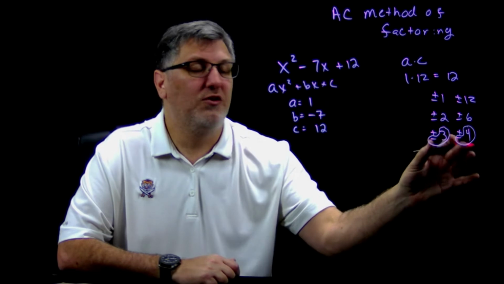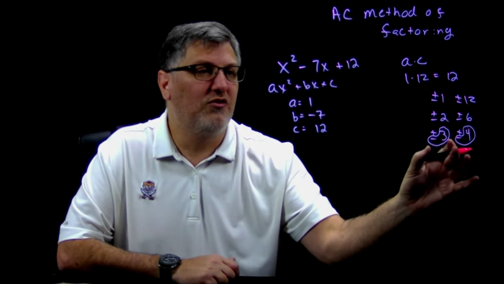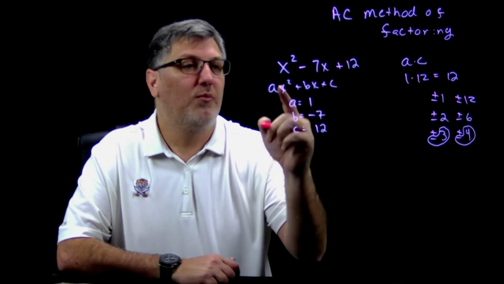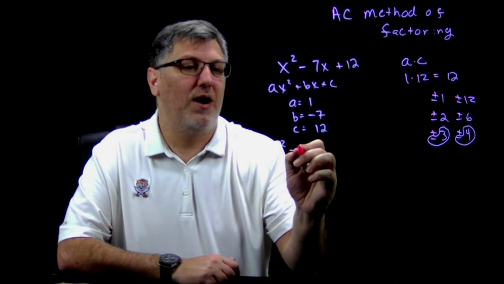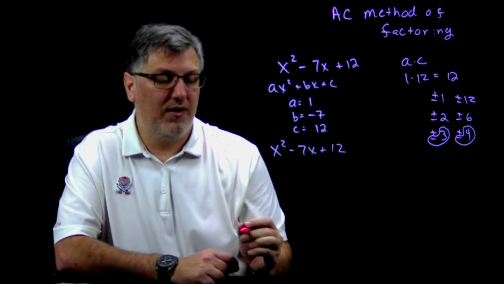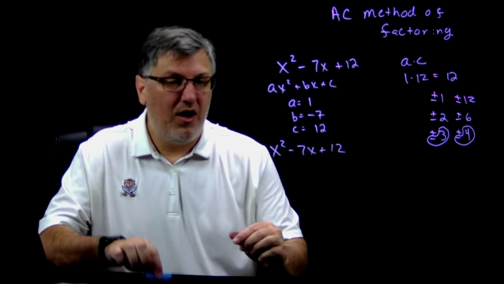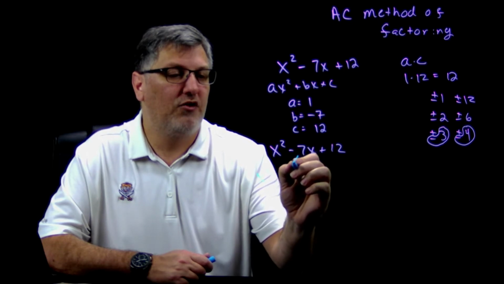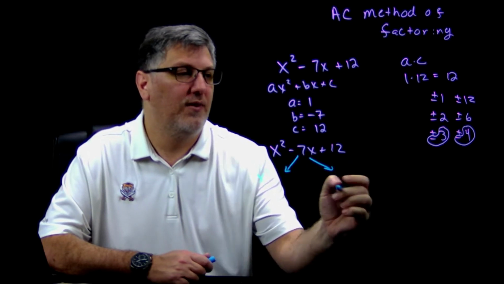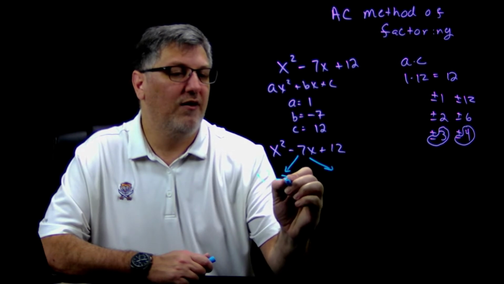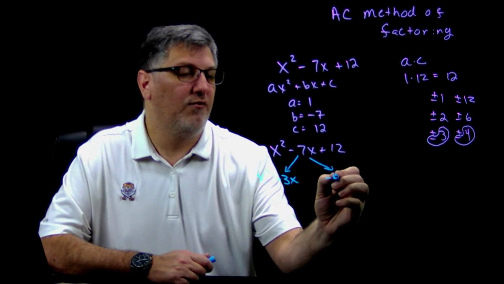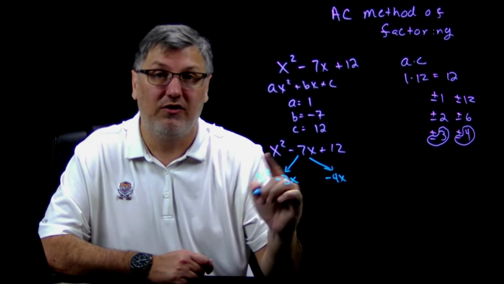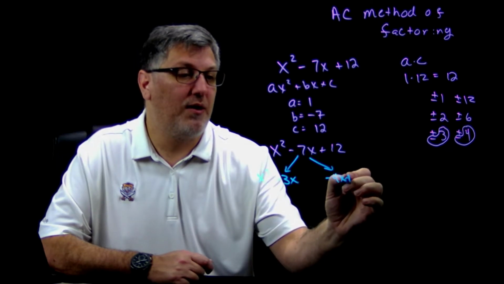So now what do I do with these numbers? What I'm going to do with these numbers is insert them into this equation in a special way so that we can then factor by grouping. So I'm going to rewrite this. I have x squared minus 7x plus 12. And here's what we're going to do. I am going to split this 7x up. So I'm going to have my x squared, and I'm going to split this negative 7x up into these two terms: negative 3x, negative 4x. It does not matter what order you write them in, because if you do it correctly, you'll get the right answer regardless of how you write these. And then I have my plus 12.